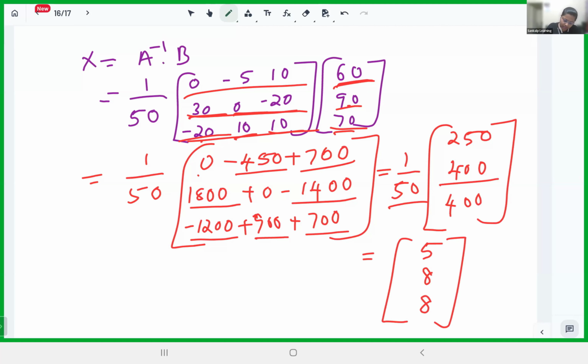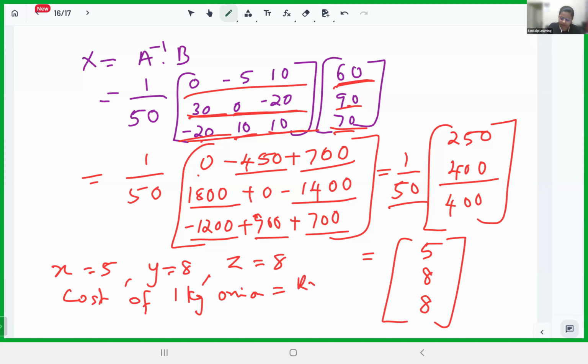So what are the values? X equal to 5, Y equal to 8 and Z is equal to 8. Which means cost of 1 kg onion is equal to rupees 5. Similarly, cost of 1 kg wheat is rupees 8 and 1 kg rice is rupees 8 itself.